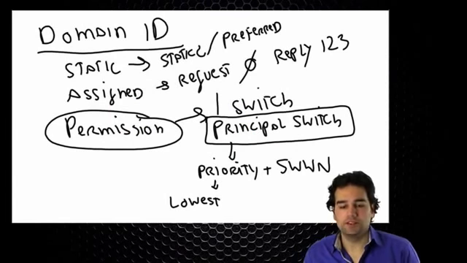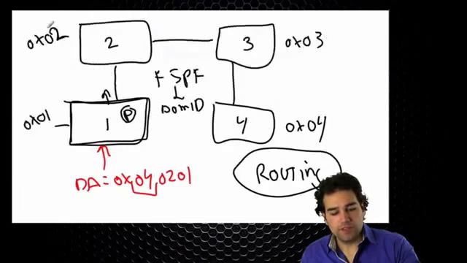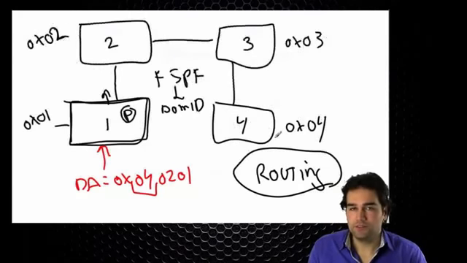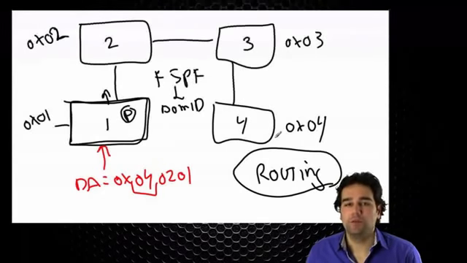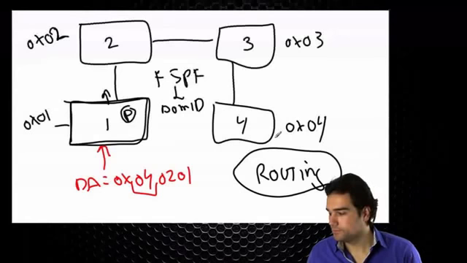So those are my domain IDs. So now every switch in the network has a domain ID assigned by the principal switch, and now we build our routing table, and now we start forwarding traffic.